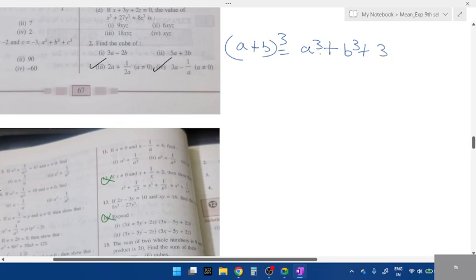Where is C there? You're telling C cube. Where is C there? But hardly 1 week, so soon you forgot the formula. A cube plus B cube plus 3AB into what? For this formula, you're giving the wrong answer. Tell me what is A minus B the whole cube? Everything is minus.